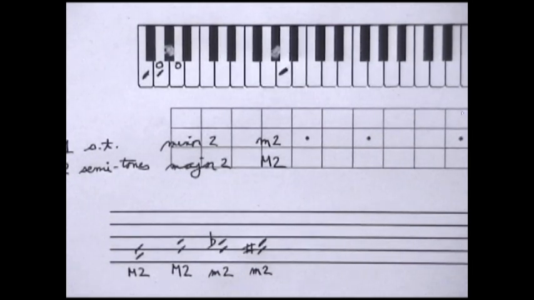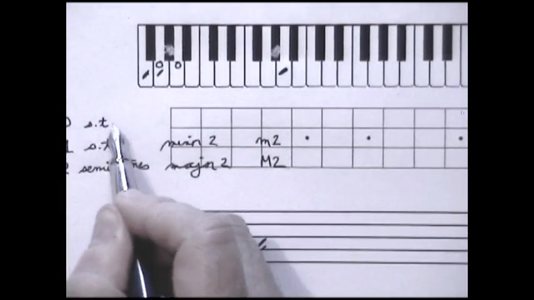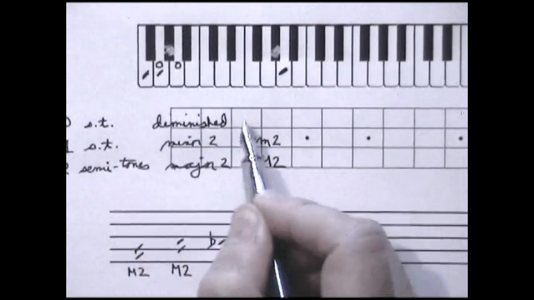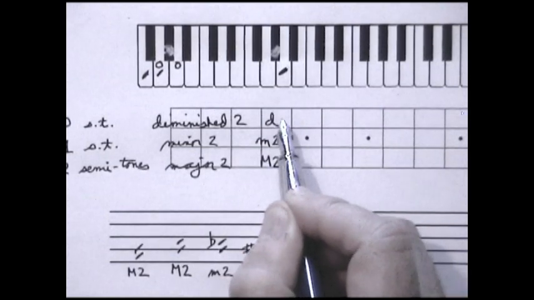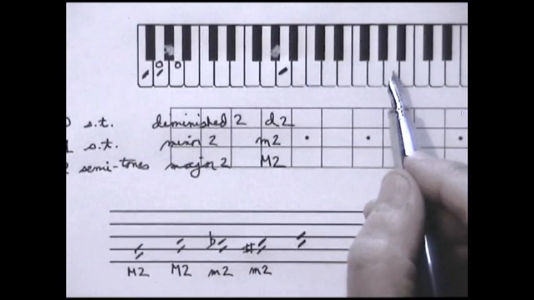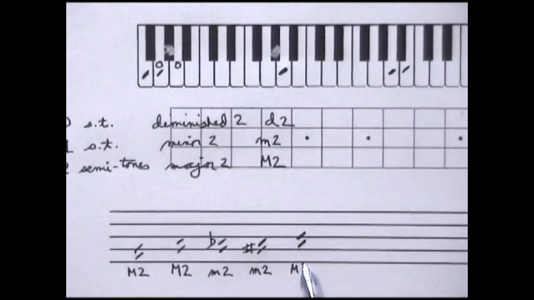We can make the interval even smaller, such that it has 0 semitones. And this is referred to as a diminished second. It's abbreviated little d2. For example, if I went from an A to a B, an A to a B, it's 2 semitones, so that would be a major second.